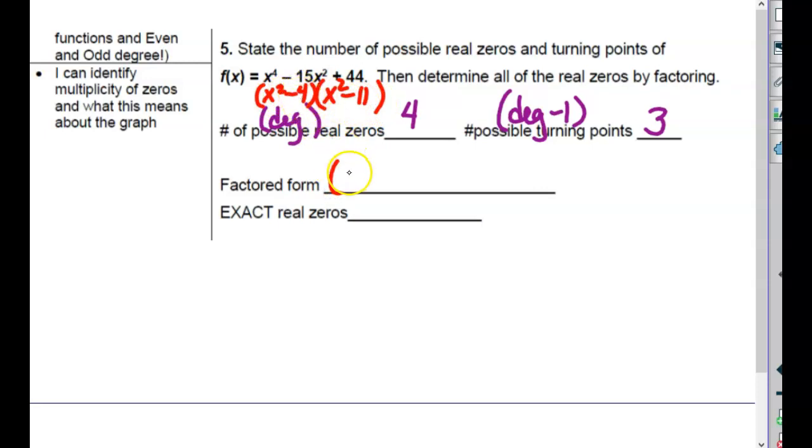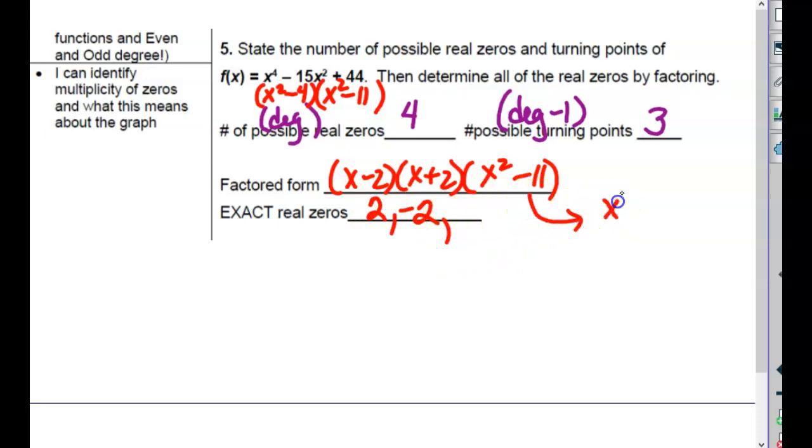X squared minus 4 would factor x minus 2 and x plus 2 in any order. And then we have an x squared minus 11. But there's clearly a 0 at 2 and negative 2. But can we solve this? X squared minus 11 equals 0 would mean x squared equals 11. X would equal what? It's a real solution because it's not negative. Plus or minus the square root of 11.